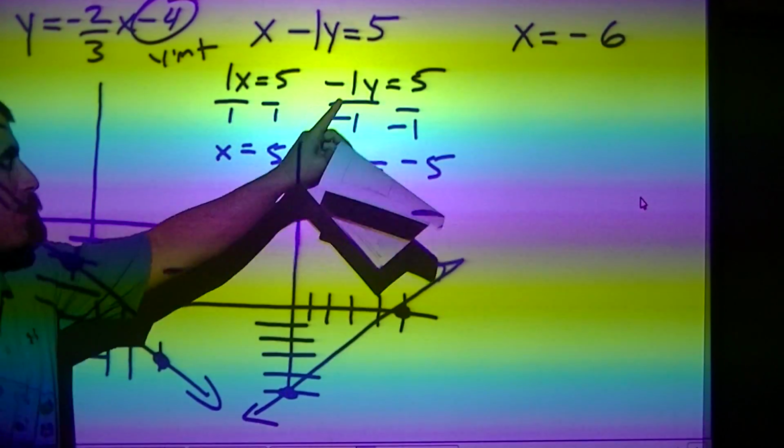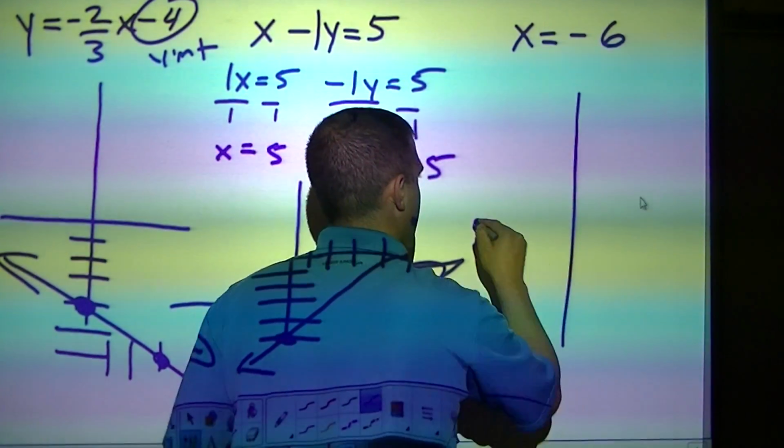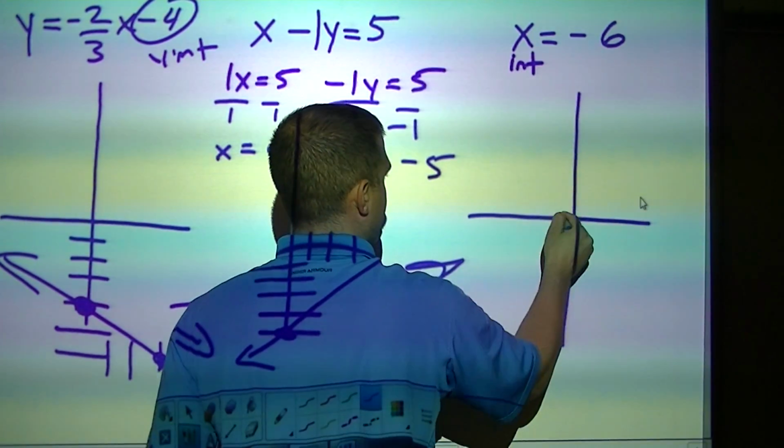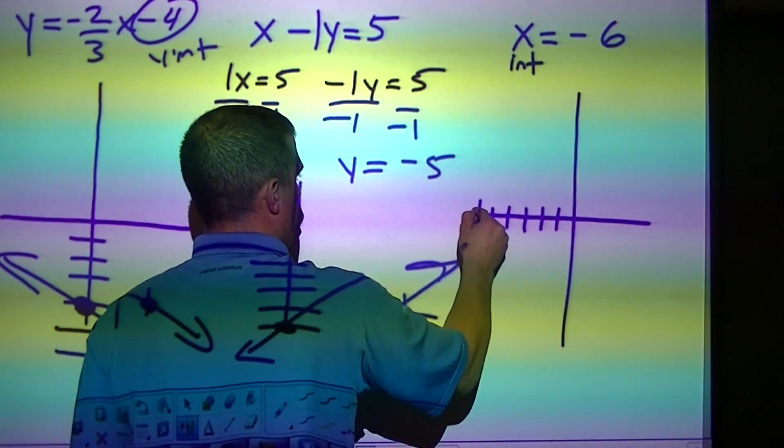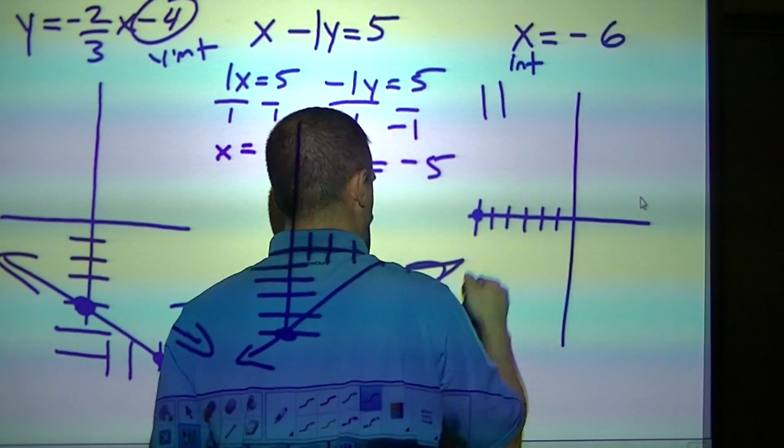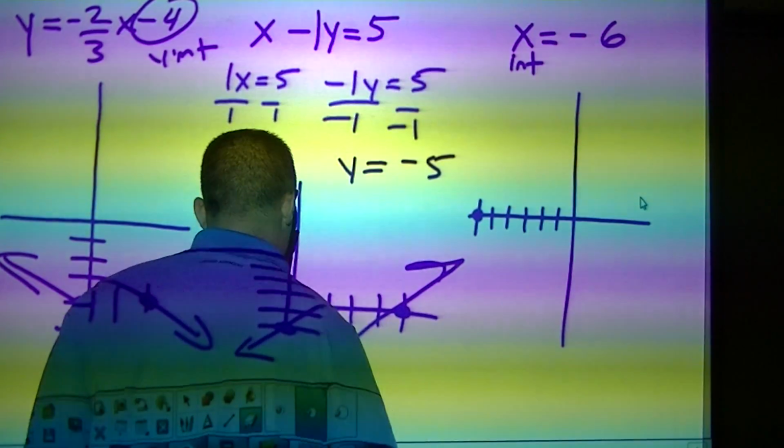Okay? This one, that's an x-intercept of negative 6. That's not a HOI, that's going to be a box.